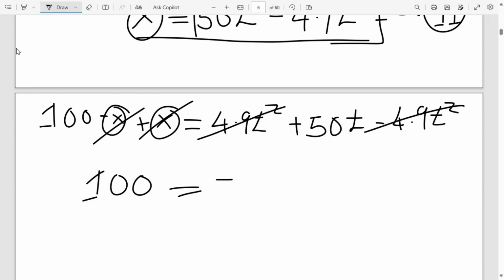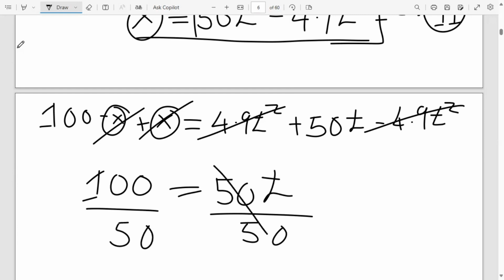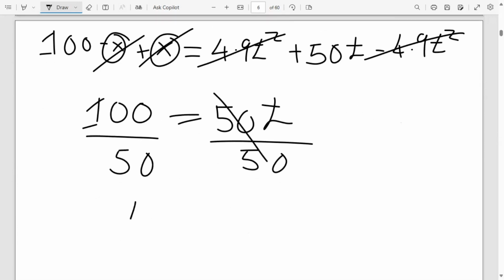So we're going to have 100 is equal to 50t. Divided by 50, divided by 50. This cancels out. We remain with our t is equal to 2 seconds.